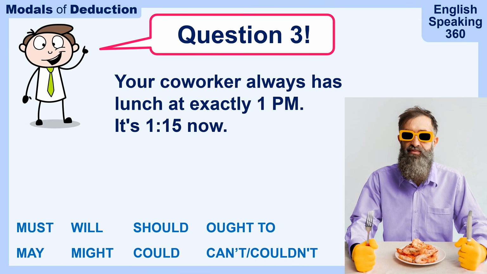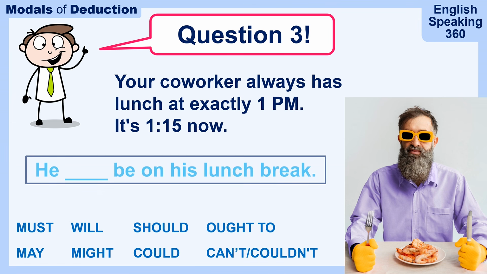Question 3. Your coworker always has lunch at exactly 1 p.m. It is 1:15 now. So what would you say? He be on his lunch break. He always eats lunch at exactly 1 p.m. It's a pattern. So you should use will. He will be on his lunch break now.